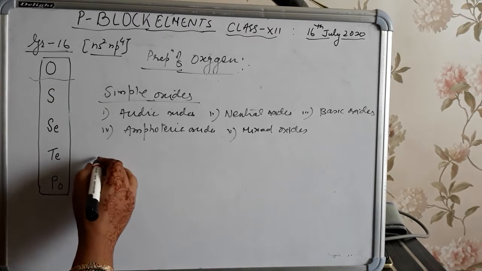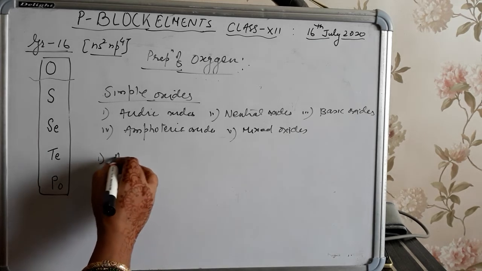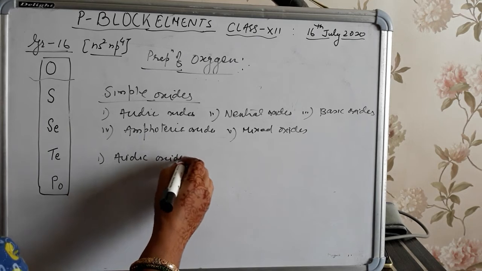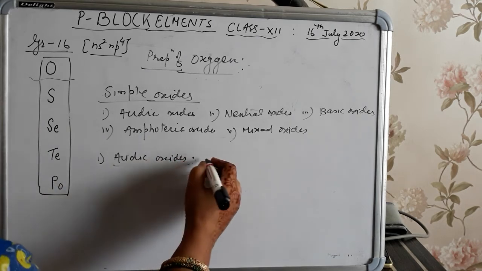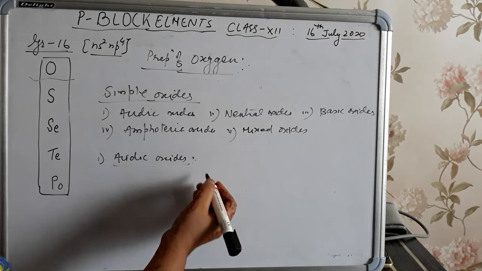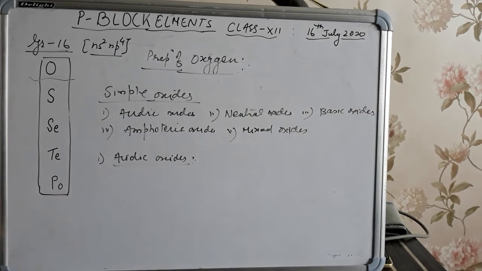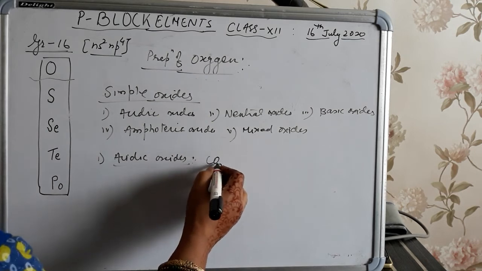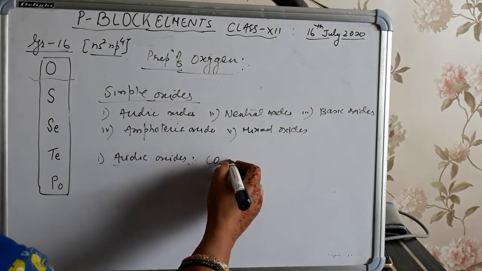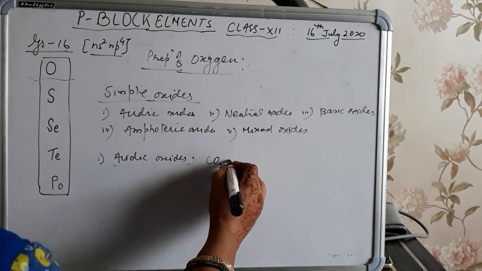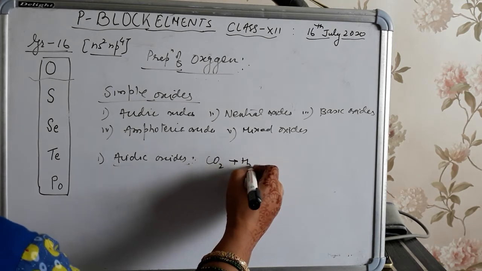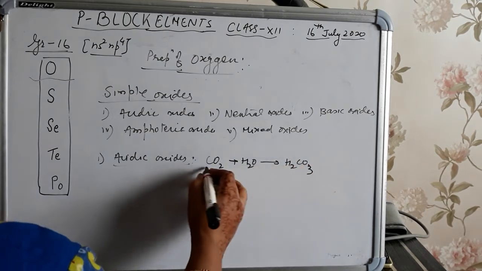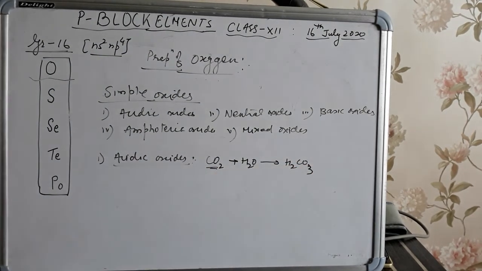For example, at first we talk about the acidic oxide. With an example I am going to explain. Non-metallic oxide is known as acidic oxide, because whenever a non-metallic oxide dissolves in water it will form acid. Everybody knows that. So, CO2 when treated with H2O will form H2CO3. So this is the acidic oxide.